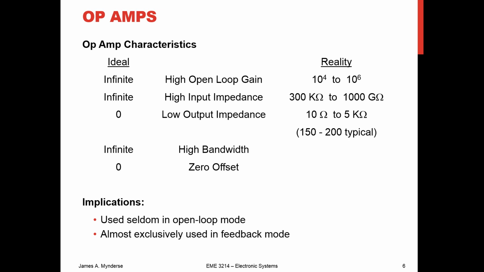We talk about the output impedance, that resistor between the current source and the output, as being really low, close to 0. It's typically between 10 ohms and 5K, and 5K is awfully high. I'd say usually 10 to 200, which is pretty low. And we'll also talk about the bandwidth being infinite, which it's not, but close enough, and the offset being 0, which, don't worry about that in this class. The big catch is that we don't use them in open loop mode. We always have feedback on them.